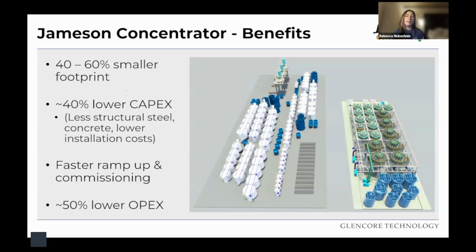So in being able to actually replace multiple tank cells with a single Jamison cell, obviously there are some significant opportunities for both CapEx and OpEx savings with these circuits. So fewer tanks obviously means a smaller footprint, and subsequently we've got lower requirements for concrete or for structural steel, and the installation costs that are associated with these can therefore be lower as well.